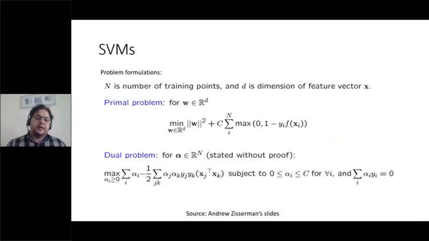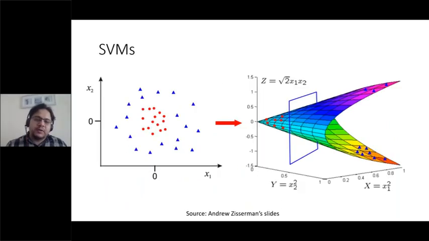What is a kernel? Let's just see what a kernel is. A kernel is something that allows us to move from 2D, like in this example, into a higher dimensional space. So this is 2D, and this is what? The 3D. Yeah, just simple 3D.